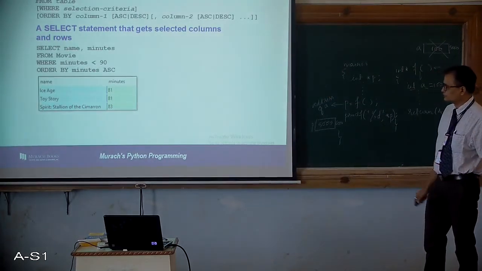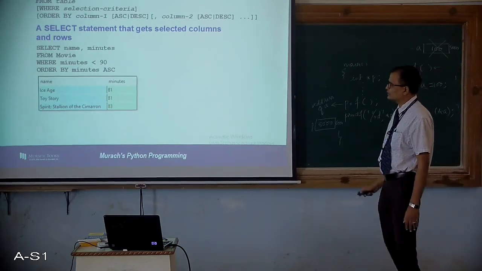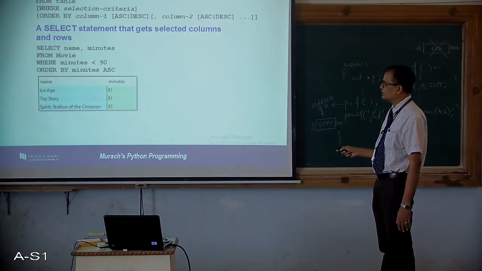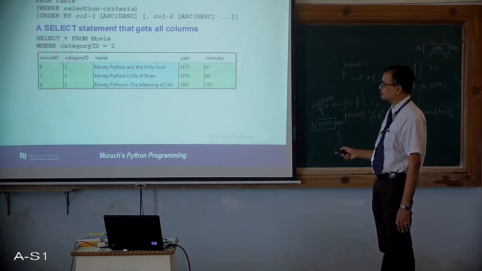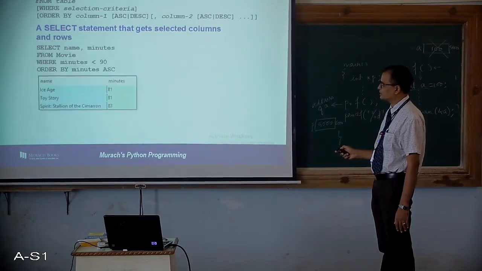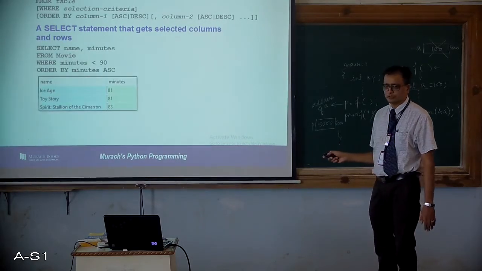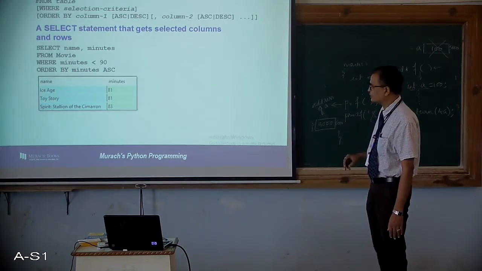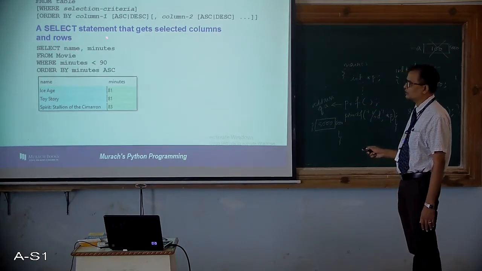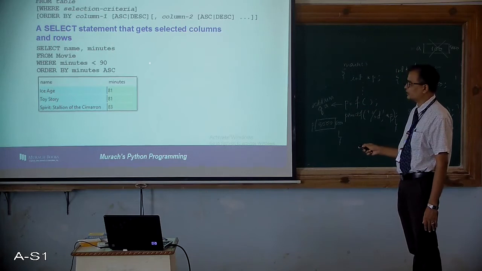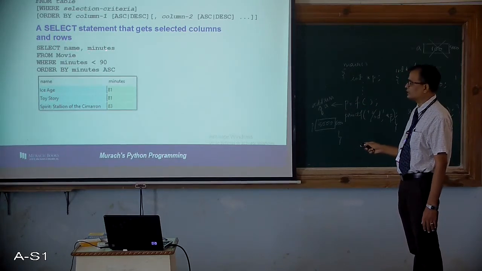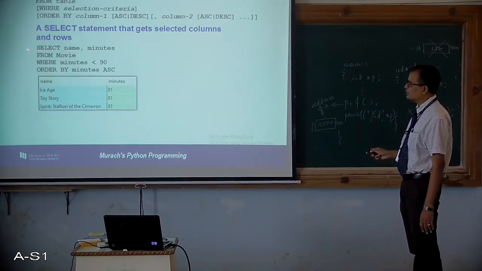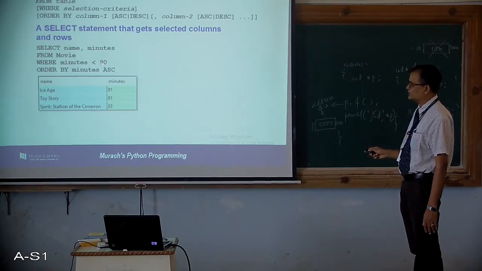So this is for order. What does it say? Select name and minutes from movie. The difference between this select statement and the previous select statement is that in the previous one we wrote select star, which indicates selecting all the attributes pertaining to each record. But here we are specifying multiple specific attributes: select the name, select minutes. I don't want to see the remaining attributes. Then from movie, where movie is a table name, where minutes is less than 90.